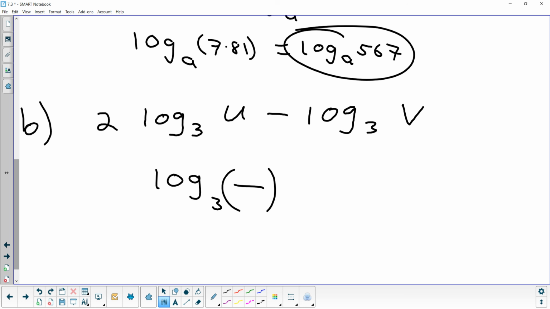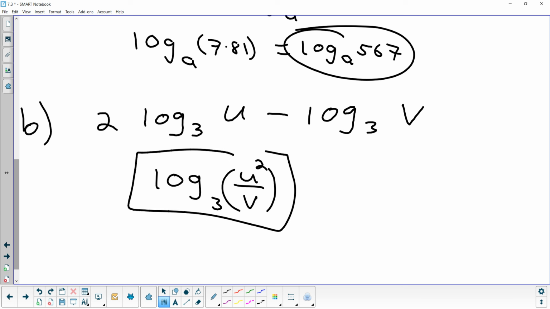What's going to be my numerator? Yep. V. What is it? V. V is my denominator. Because remember, V comes second. U squared. 2 goes back as an exponent. And whatever's subtracting, whatever's at the end, that must have been the denominator. So it's log base 3 of u squared over v.